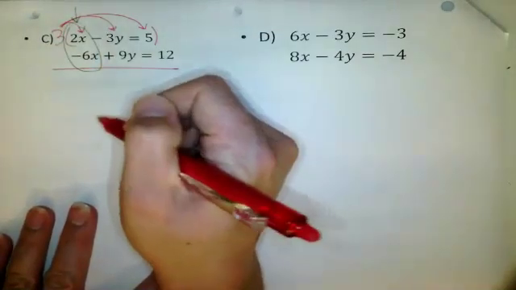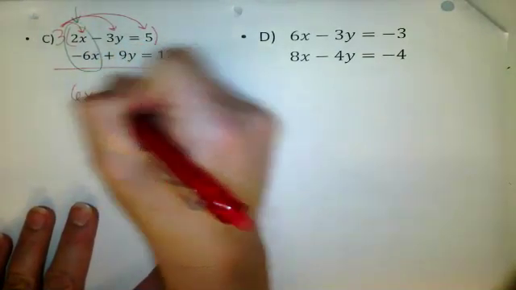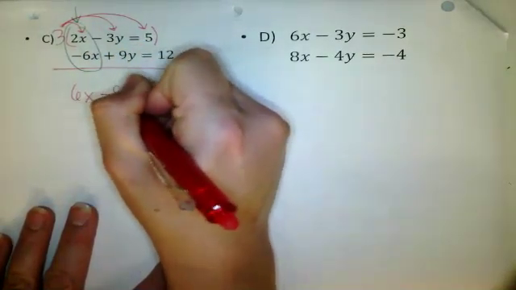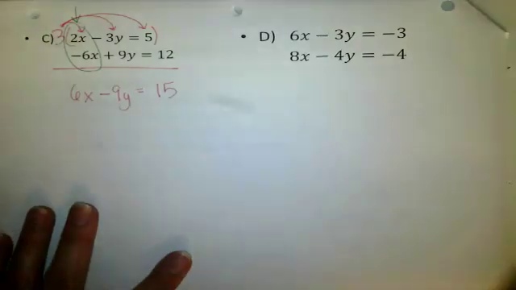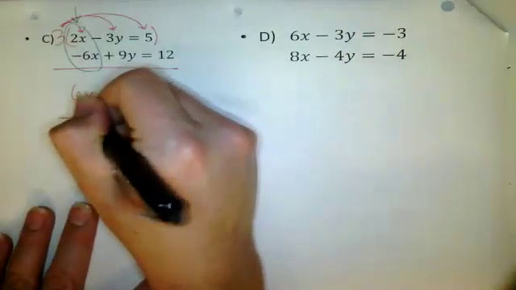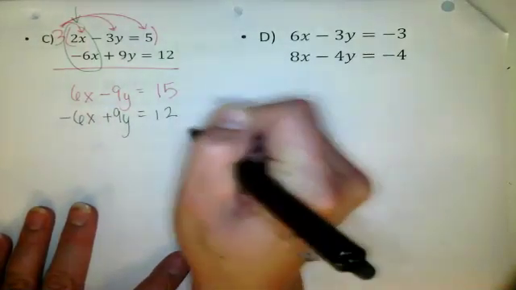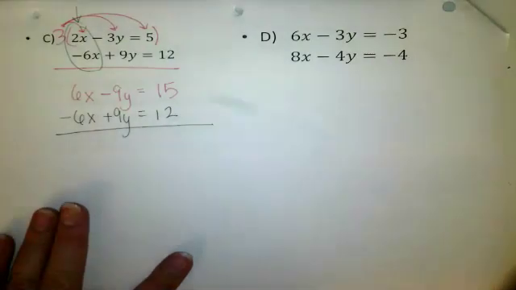So what does the top equation turn into? 6x minus 9y equals 15. Good. I didn't change the bottom equation. Negative 6x plus 9y equals 12. All right. Here's the special thing that happens.